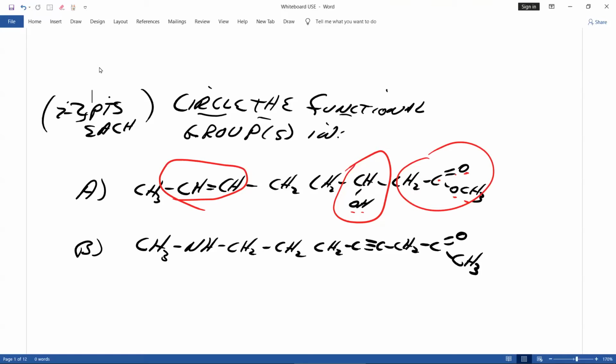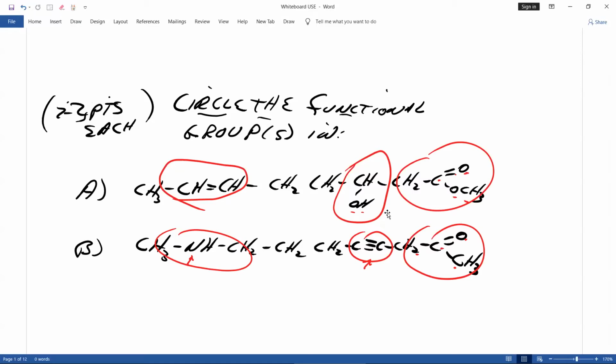Now, if we look in B, ooh, a nitrogen, that's different from C and H, and this is called an amine. Ooh, a triple bond, and that's different. And finally, ooh, carbon double bonded to oxygen. It's got carbons here and here. This is called a ketone, but you don't have to know the names, but you should know how to circle.